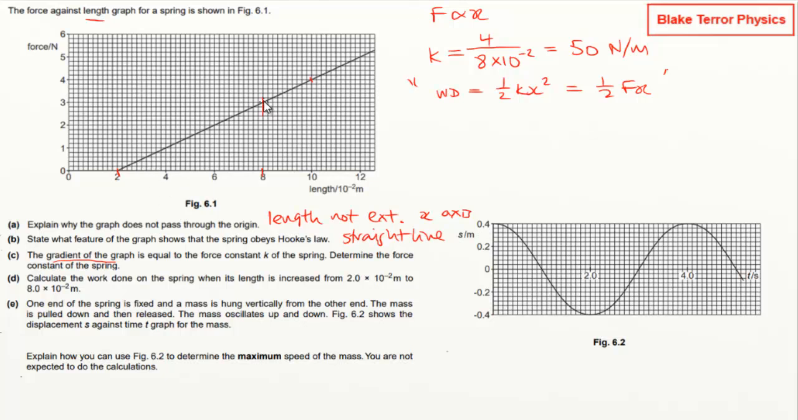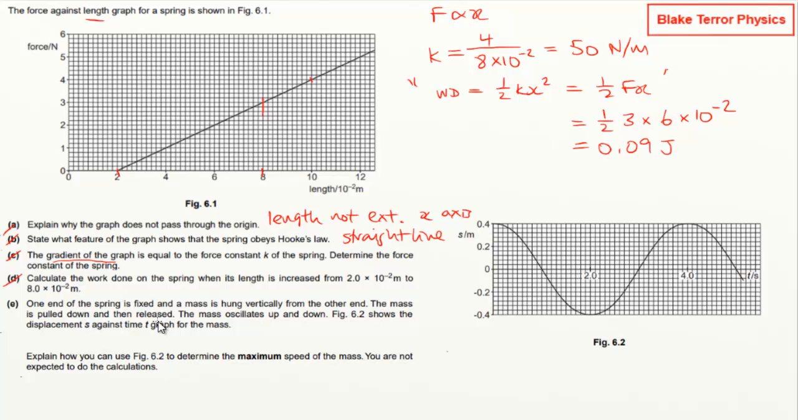So at that point there, that looks like it's at 3 newtons. So we're going to have 3. We've got an extension of 6. So the work done is going to be a half times 3 times 6 times 10 to the minus 2, which is going to be 9 times 10 to the minus 2, 0.09 joules. So that's all of those.